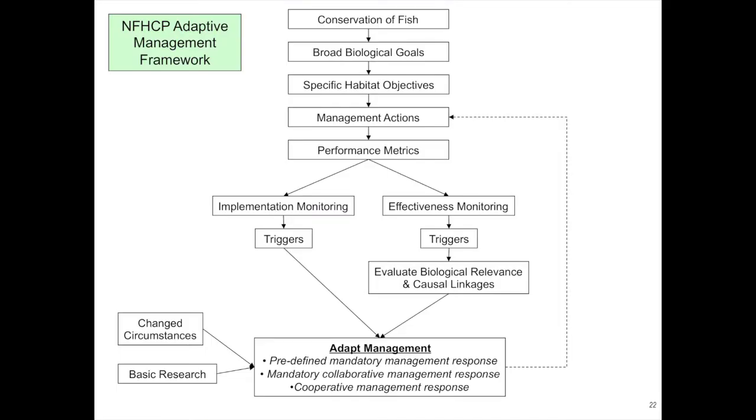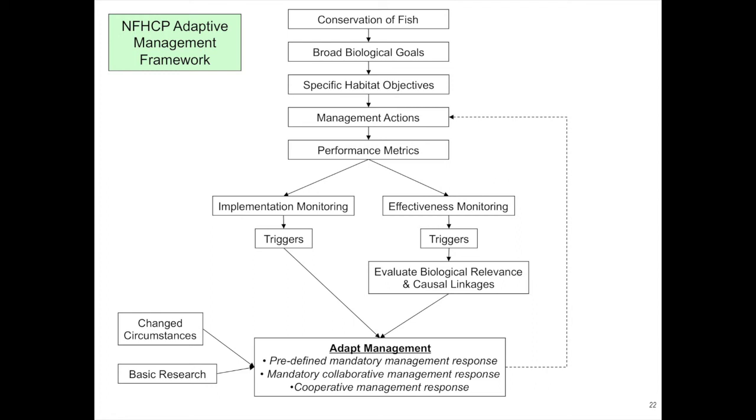So that adaptive management, that was a trigger, but it was within the context of this adaptive management framework. And I'll just highlight quickly, we have our overall conservation of fish objectives. We have the basic biological goals. We have specific habitat objectives. Then we have those management actions, which have to do everything from road construction to riparian design. And then under those, we have performance metrics. But then our monitoring and our metrics are wrapped around both implementation and effectiveness of the prescriptions. So we look at, did we implement it properly and did it work?